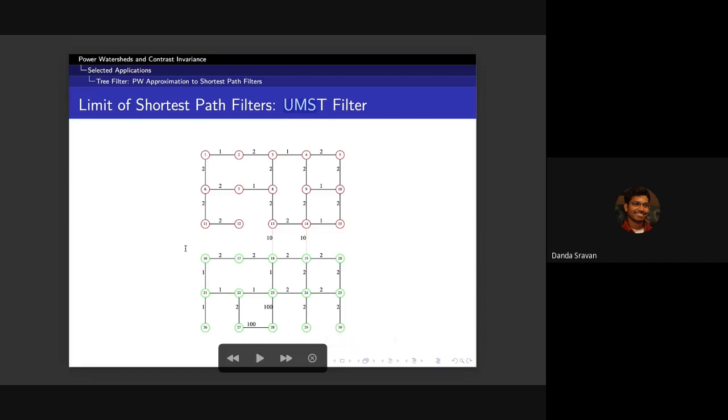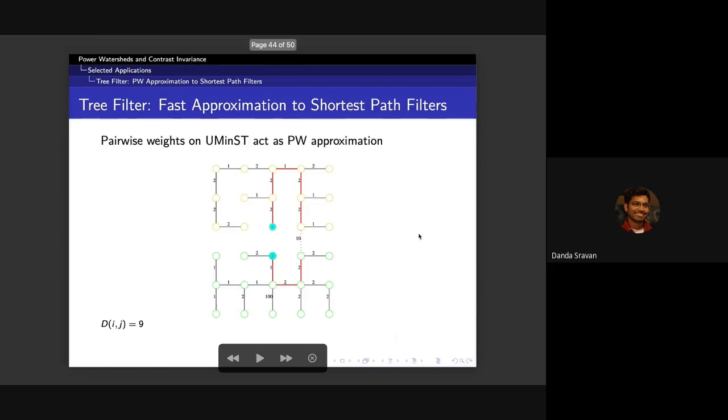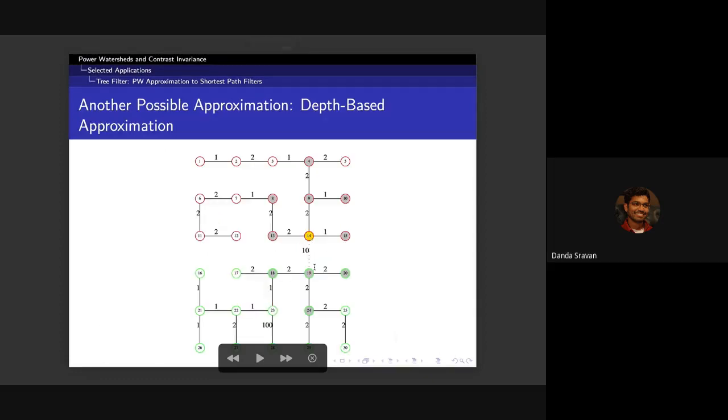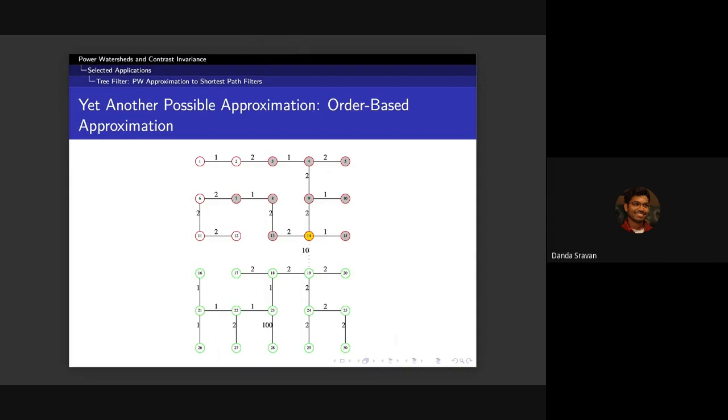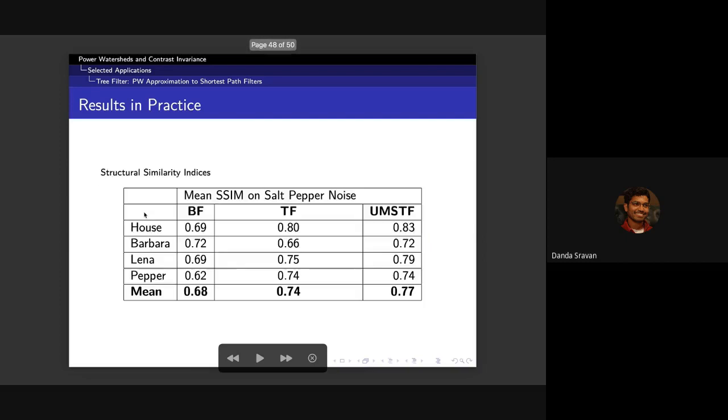Computing this is a bit expensive, even on this, so we figured out a couple of other approximations to the exact limit. One of those approximations that we proposed does better than the tree filter that was proposed earlier. If we look at the results, it's not significant, but it is slightly better. There are some images that we used, with several standard deviations and so on, with salt and pepper noise, and one of our approximations did slightly better than the tree filter.